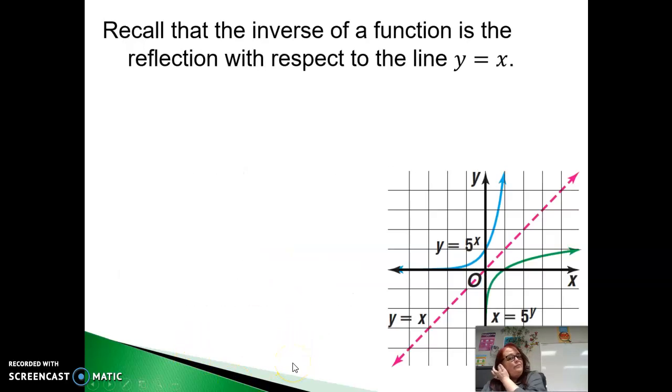So remember that the inverse of a function is the reflection with respect to the line y equal x. So if I took a piece of patty paper and I traced this blue exponential function, and I reflected it across that dashed line of y is equal to x, then we would get this green, what's called a logarithmic function. So something to notice, this has a horizontal asymptote, this one now has a vertical asymptote, right?